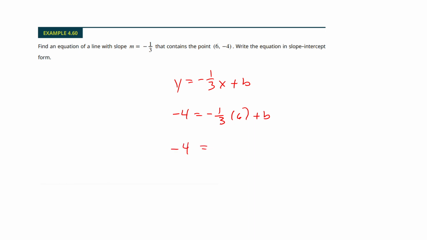Now, I'm going to tidy this up. Do you see this will cancel? 3 and a 6 will get me a 2. It's going to be a negative 2. 3 and 6 can't reduce down. I got a 2 on the top. 1 times 2 is 2. Hopefully you're following that.